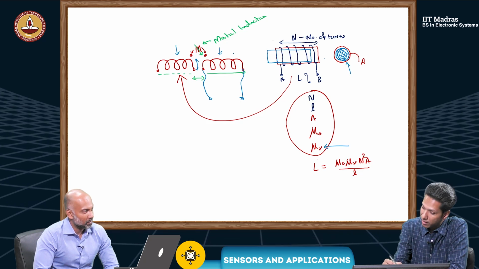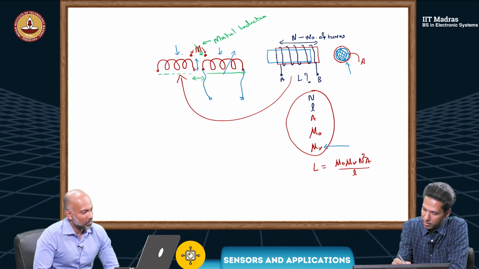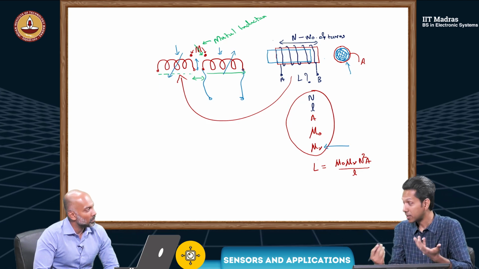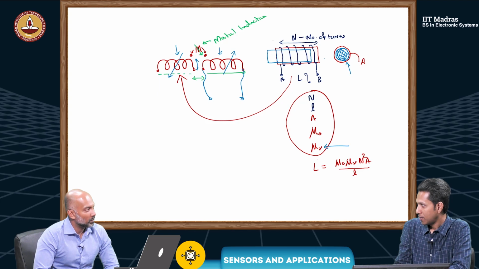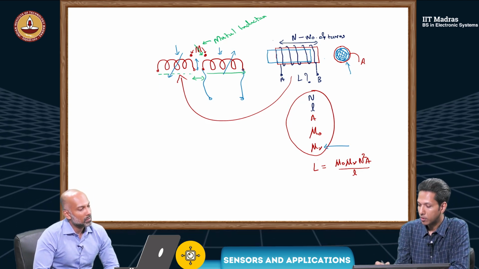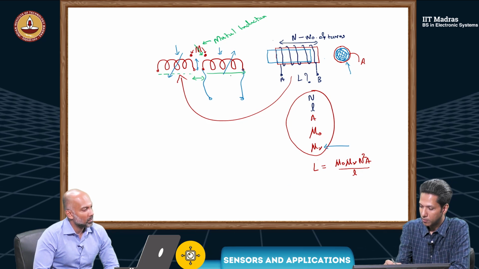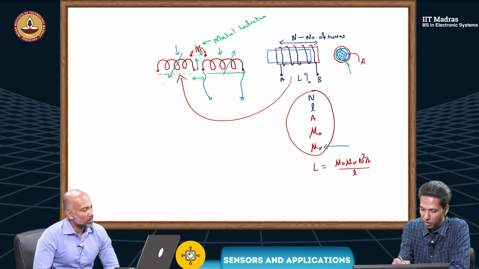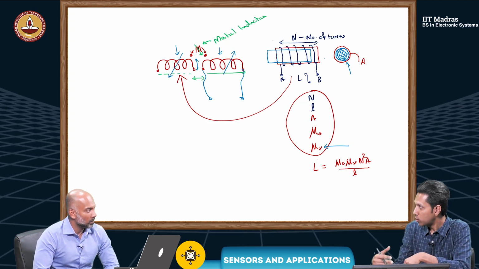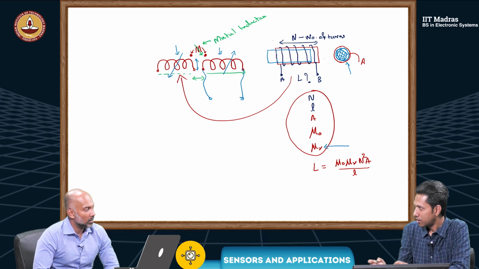So there we could make use of this change in the inductance itself. Correct, by moving. So when the core is moved, one inductance increases and the other decreases. So we could make use of that to get a displacement output.